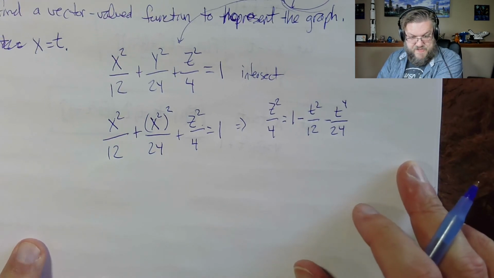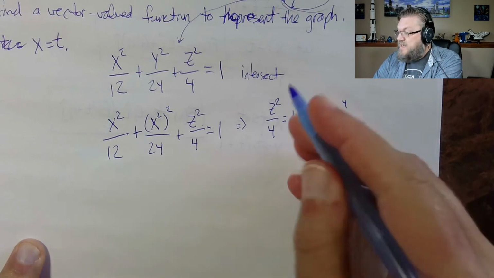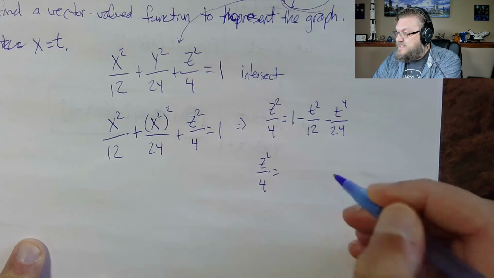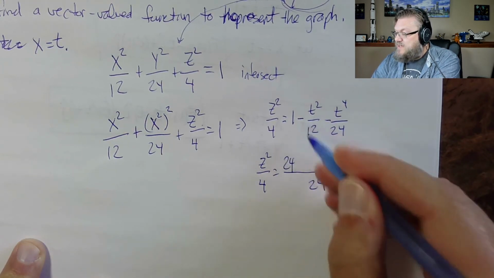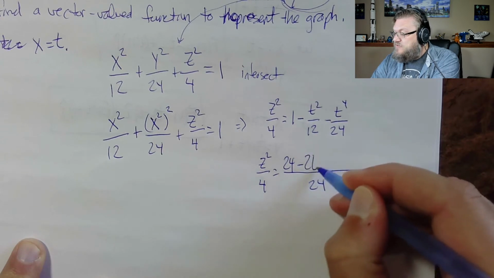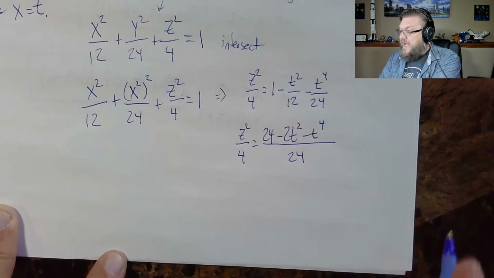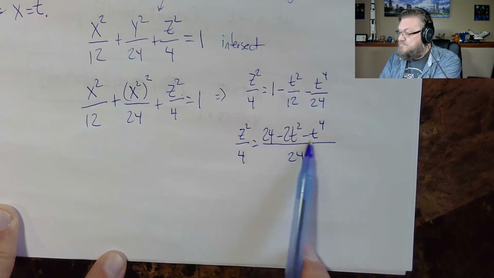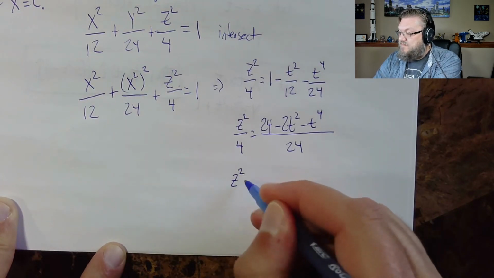All right, let's see here. I think I'm definitely going to get a common denominator here because I want to solve, but I also want to be careful when I do this. So let's get a common denominator all over 24. That's going to be 24 minus 2t squared minus t to the 4. And I believe this factors. I think this factors, which would be a beautiful thing.